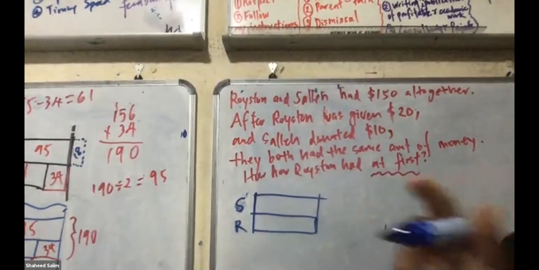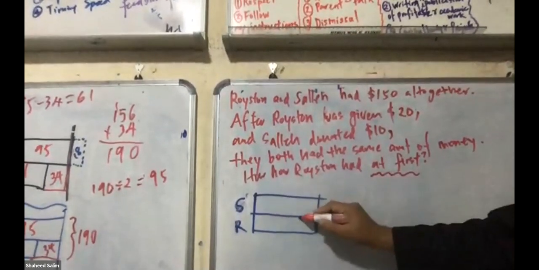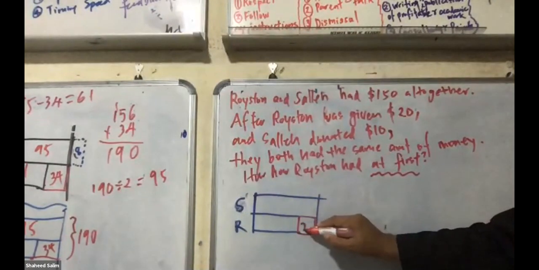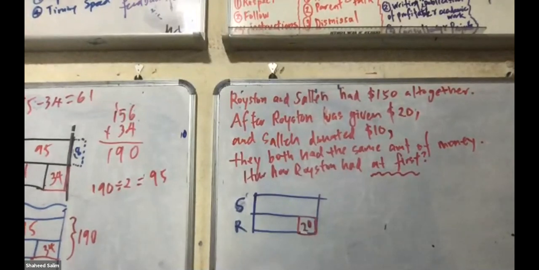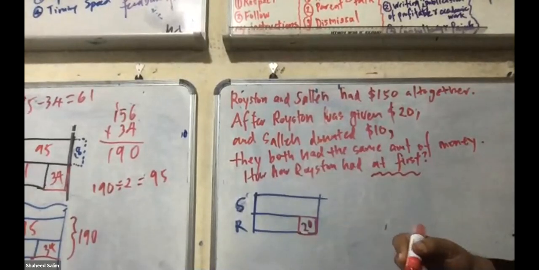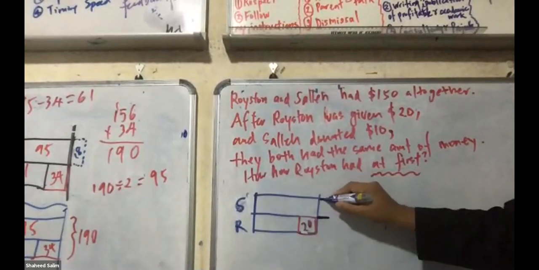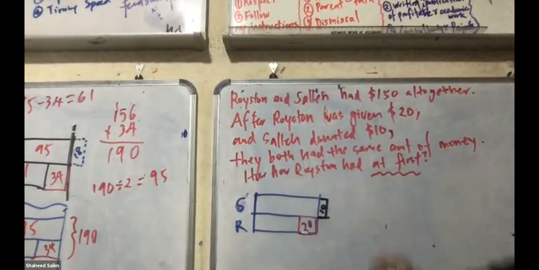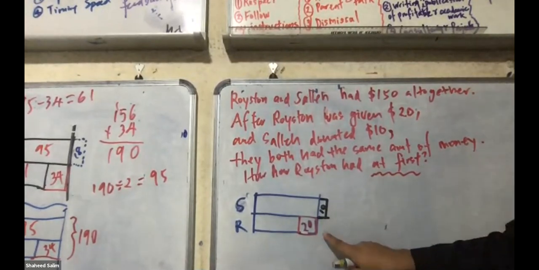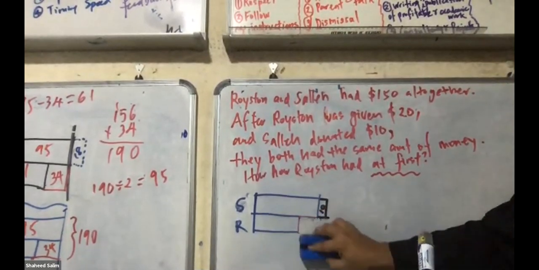It means at first, Zahira, he didn't have the $20. So his original amount of money was less by 20. So the red color now is the money he was given. Then Saleh, he donated $10. So he got another $10 somewhere. He gave it away. So we use this black to represent the money that he gave away. So the original one is like that. Now, Zahira, look. There is no 20 here.